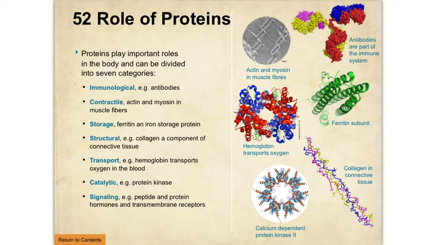So here is another image showing how proteins can differ. You can have all of these different categories of proteins. Actin and myosin are your contractile proteins, then immunological, your antibodies, and storage, like ferritin, which stores iron to help your red blood cells carry oxygen to the rest of your body from your lungs. And then you have structural, like collagen, that's in your skin. And then you have all these other ones.